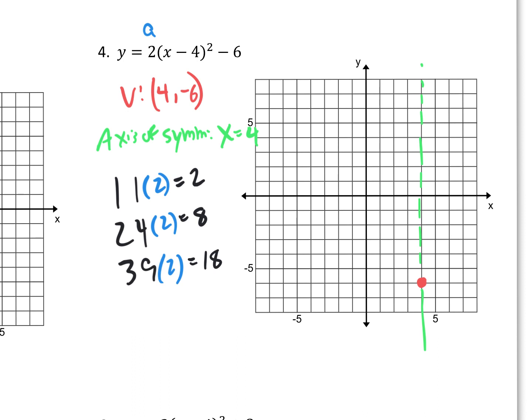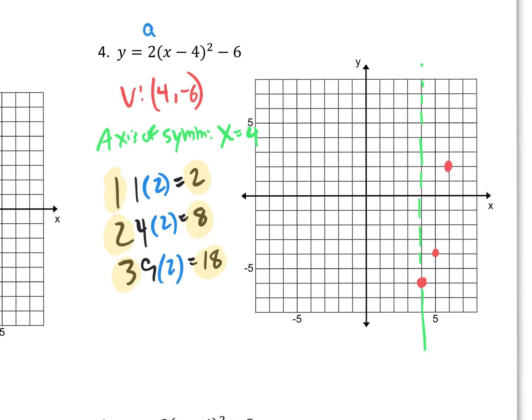So the new modified pattern from the vertex, 1 over, 2 up. Go back to the vertex. 2 over from the vertex, 8 up. Back to the vertex, 3 over, 18 up. You might not be able to use all of them. Let's see what we could use here. 1 over, 2 up. Put a dot right there. Back to the vertex. 2 over, 8 up. 1, 2, 3, 4, 5, 6, 7, 8. Put a dot right there.